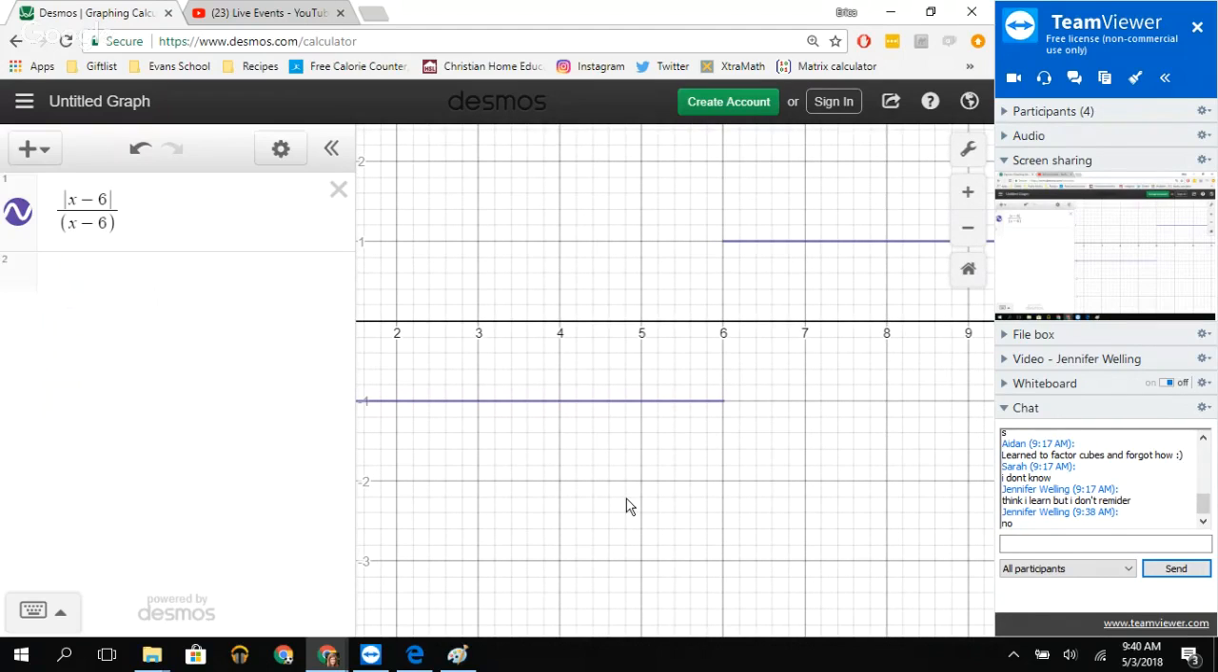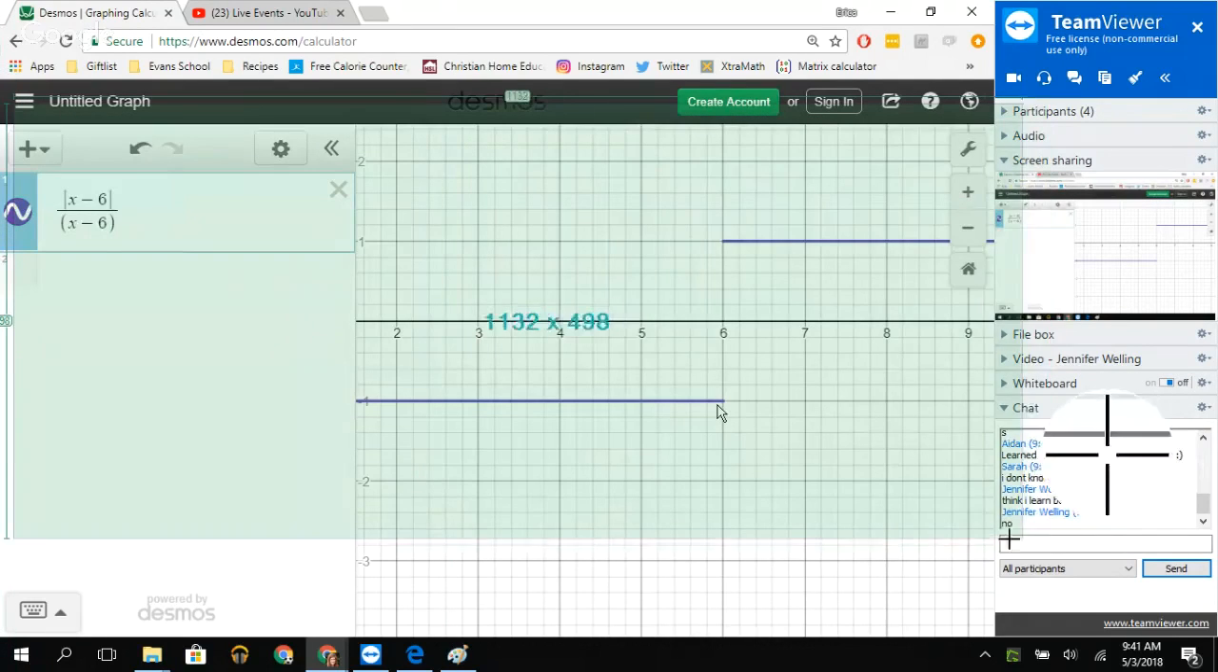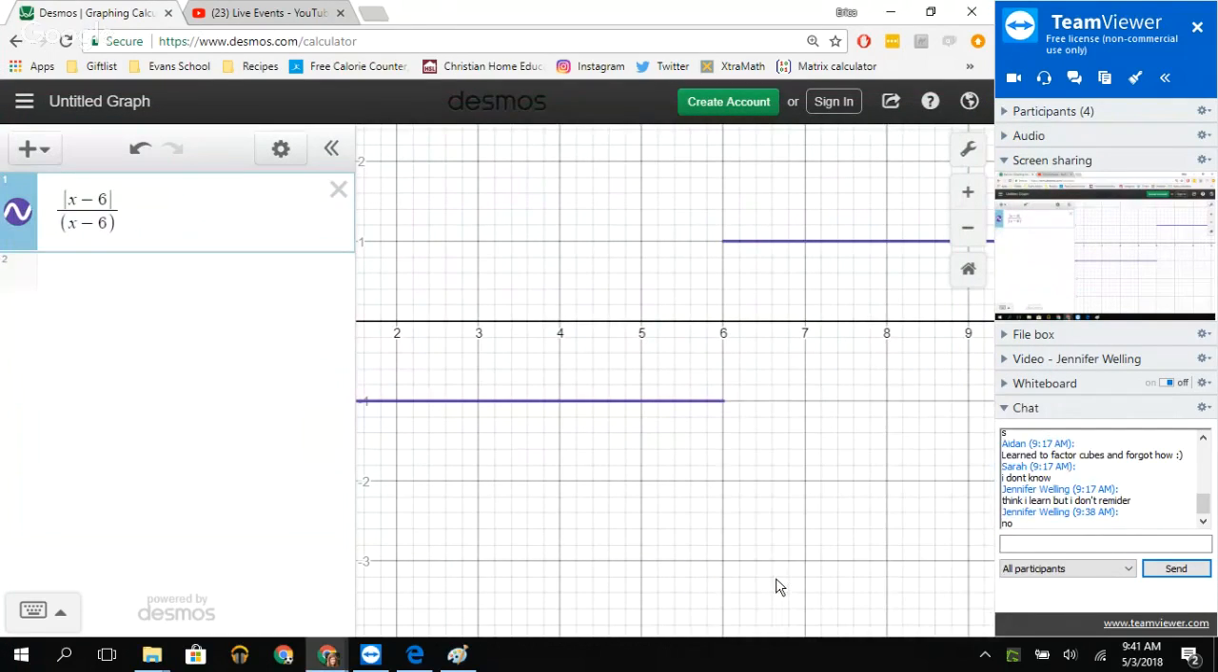In this exercise it says determine the limit if it exists by evaluating the corresponding one-sided limits. So as x approaches 6 from the left-hand side, the limit is -1, correct? And then as x approaches 6 from the positive side, the limit is +1. So the question is, is there a limit? Let me pull this up so I can write on it.